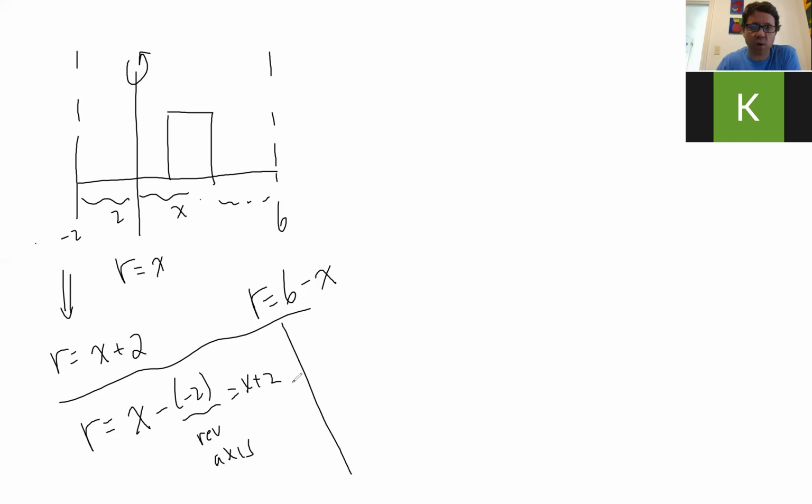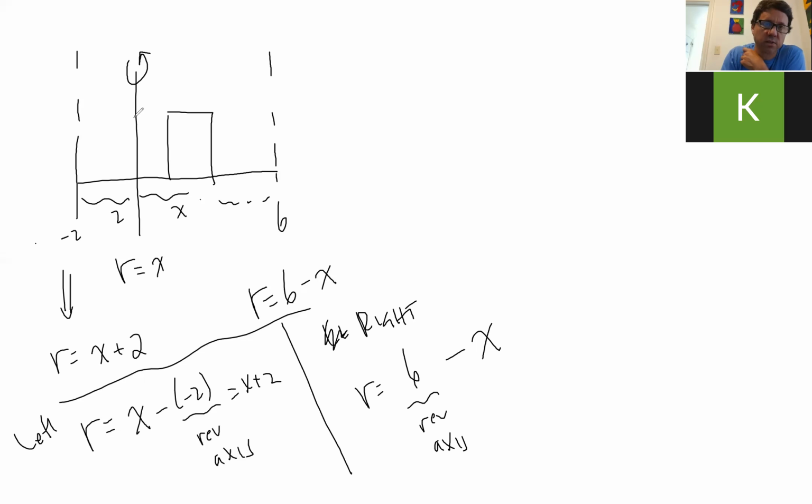What happens if it falls on the right? Well, if it's on the right, you take your revolution axis position and you subtract x. So in this case, the revolution axis out here is 6. If it's on this side, you're going to subtract x minus that. If it's on the other side, you're going to subtract the number minus x.